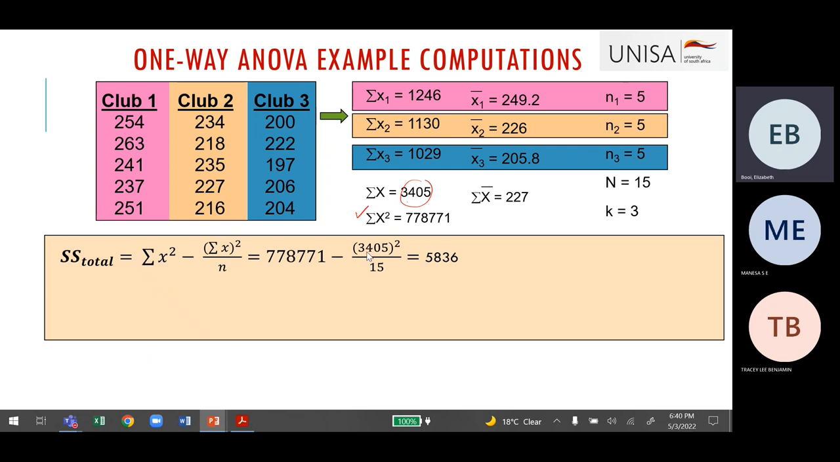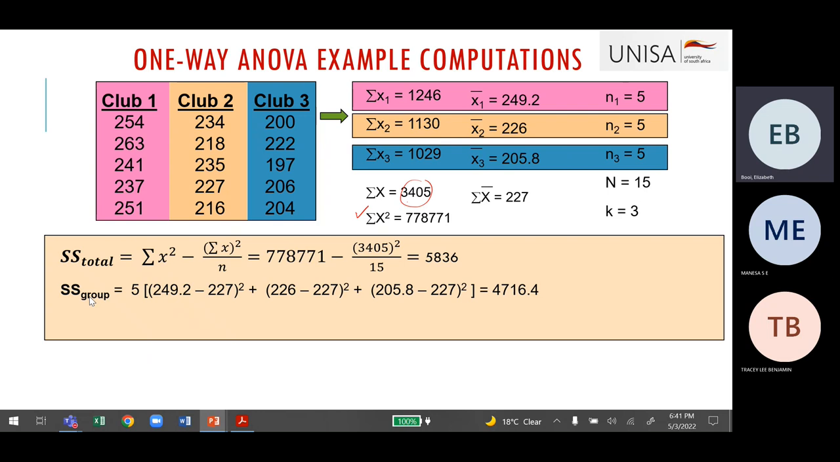Minus 3,405 squared, which is the sum squared, divided by 15, which is our N. And remember, in this instance we're going to use the capital letter N because it's all three of them. And that gives us 586.